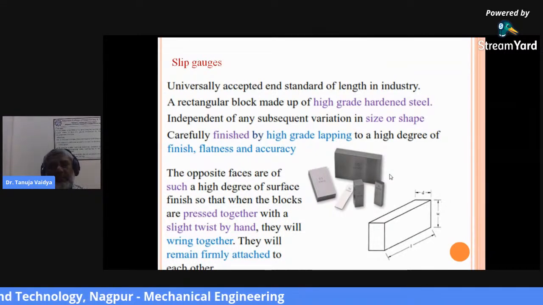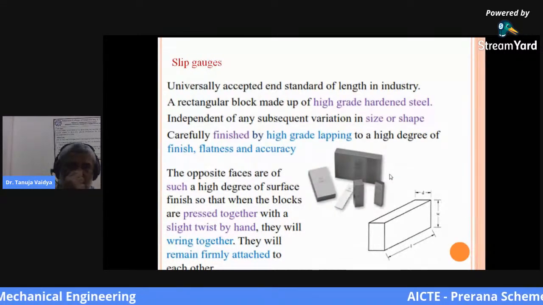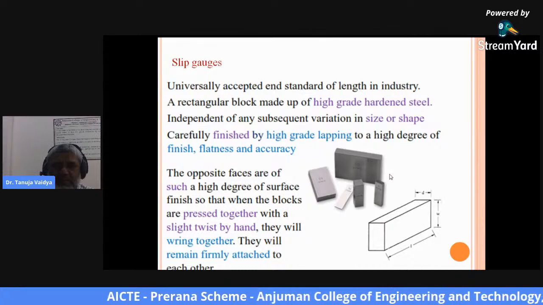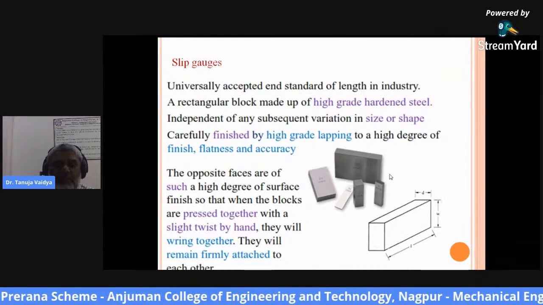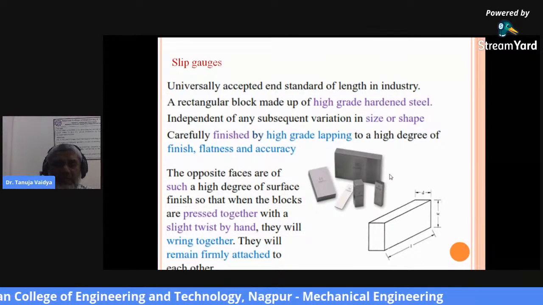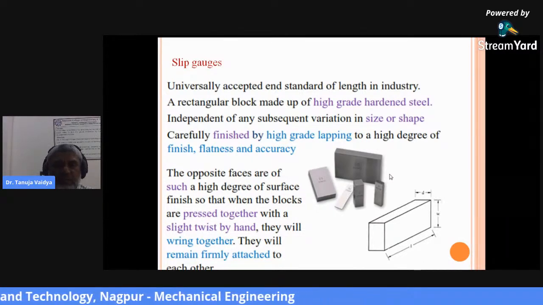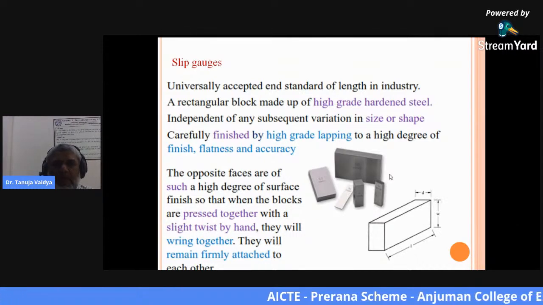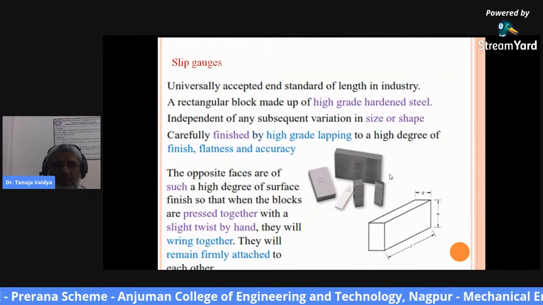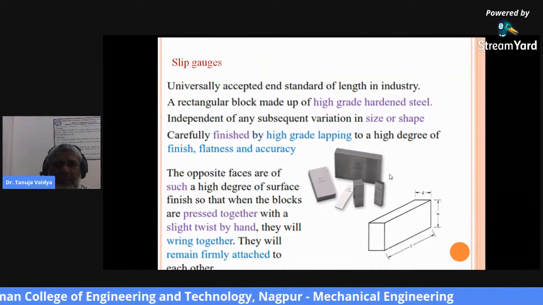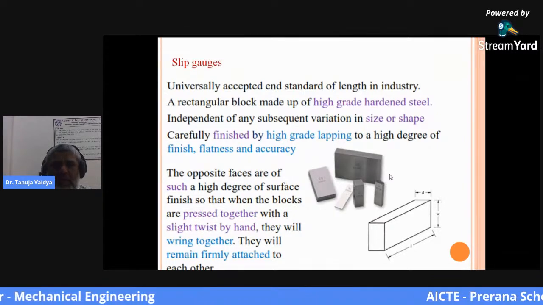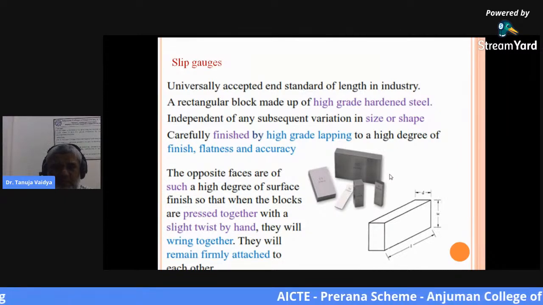Another important measuring instrument is the slip gauges. Slip gauges are generally accepted as the end standard of length in industry. As I have already told you, there are two types of standards for measurement: one is line, and the other is end standard. End standards use two parallel surfaces. So a rectangular block made of high grade hardened steel of a particular size is used, and they are very carefully finished by high grade lapping to a high degree of finish, flatness, and accuracy.